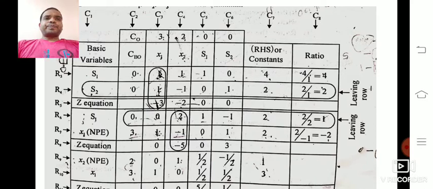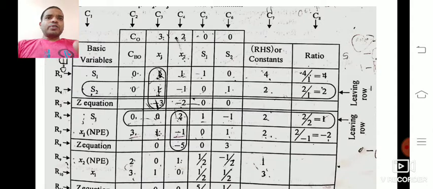Okay, now see here in the z equation row, that is R5 row, you got the negative values. Suppose if you got positive values, then the solution ends there. If you got the negative values, it indicates that next we need to improve that solution. Suppose if you got positive values, the solution ends there only. Okay, here we got negative values, so we need to go further.